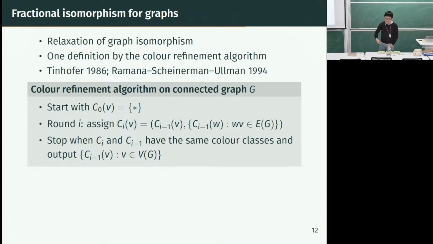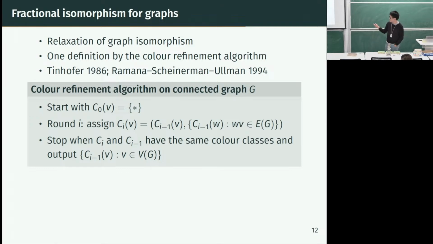And so I keep doing this refinement of the coloring by adding the multiset of colors of its neighbors, until I find that two consecutive colorings have exactly the same color classes. And then the output of my algorithm will simply be the colors of the vertices. Is everyone on board with this?